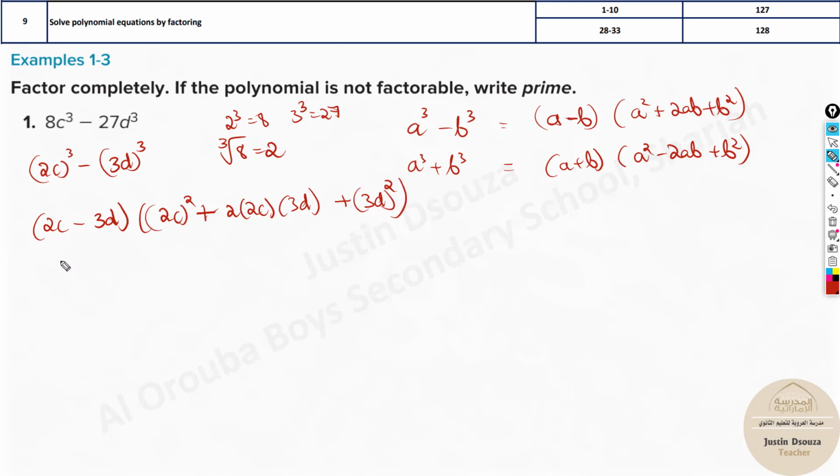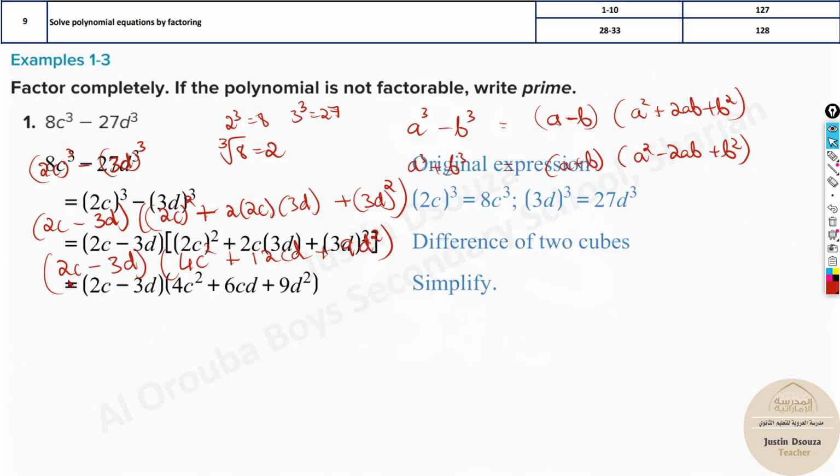Now let's rearrange and write it. Simplify, expand them. It'll be 4c square plus 4 times 3 is 12cd plus 9d squared. This would be the answer. I think so. You can stop here. You do not need to do factoring, simplifying further. Yeah, that's the answer.